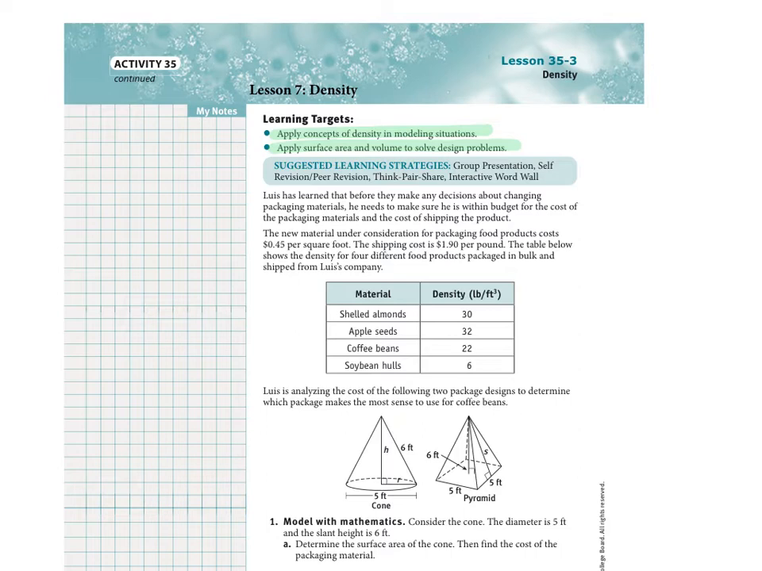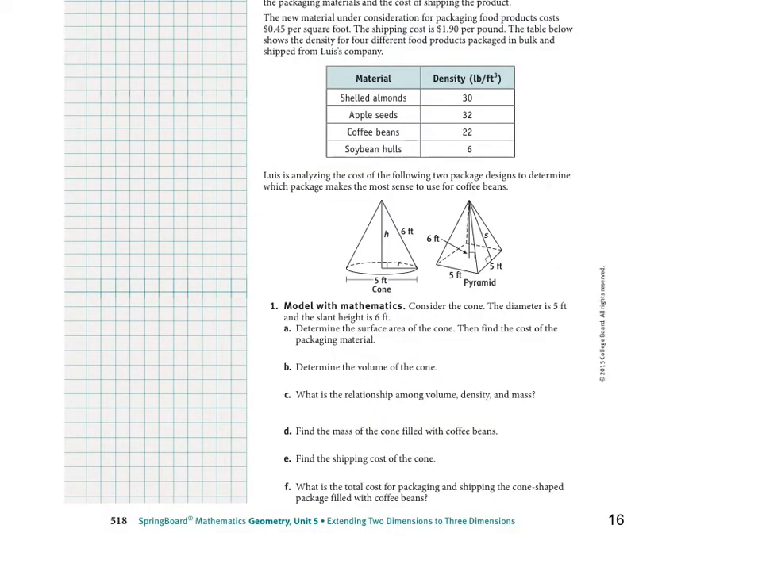So below you can see we have the materials column, which has shelled almonds, apple seeds, coffee beans, and soybean hulls. And then we have their density, and that is measured in pounds per cubic foot. Luis is analyzing the cost of the following 2 package designs to determine which package makes the most sense for use for coffee beans.